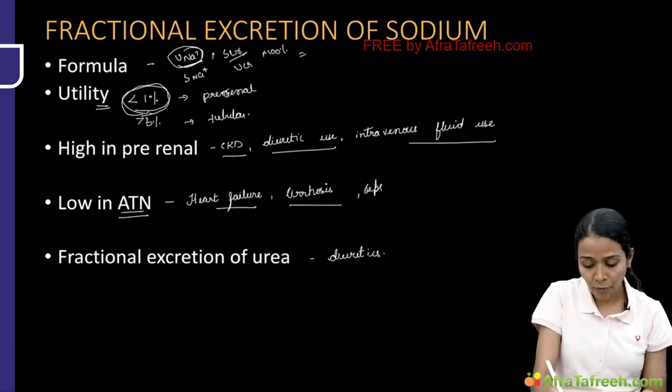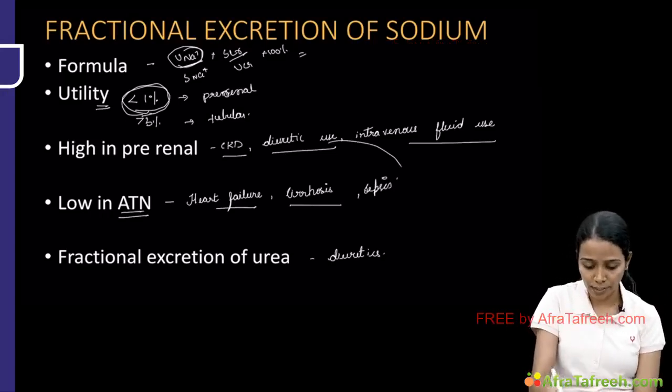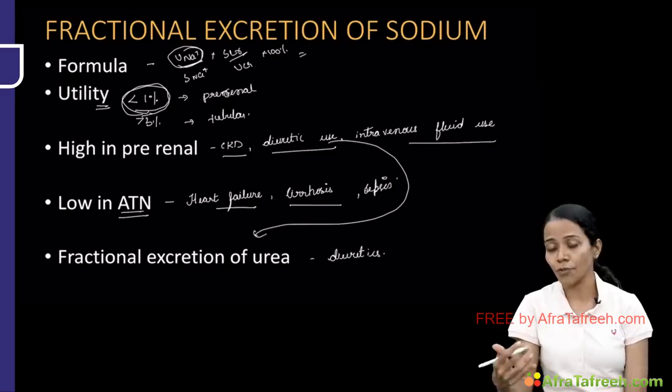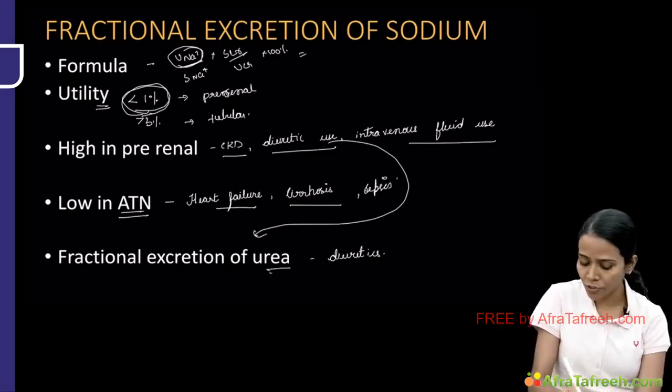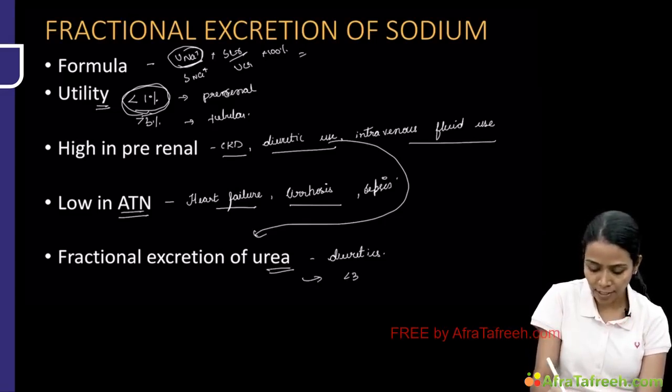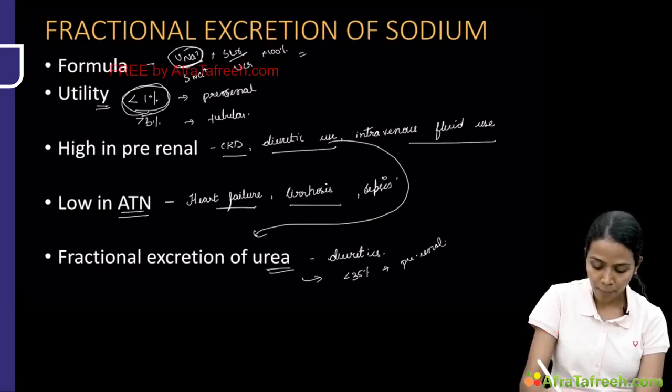Now, in conditions where we use diuretics, you can't use fractional excretion of sodium. You can use fractional excretion of urea. So urea does not change with the diuretic. Any value less than 35% becomes pre-renal. More than 35% becomes tubular etiology.